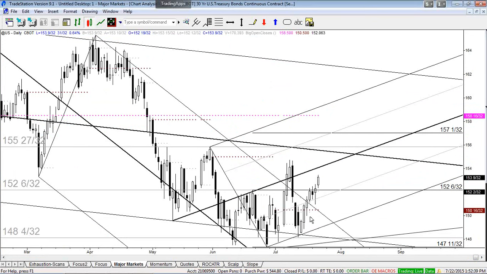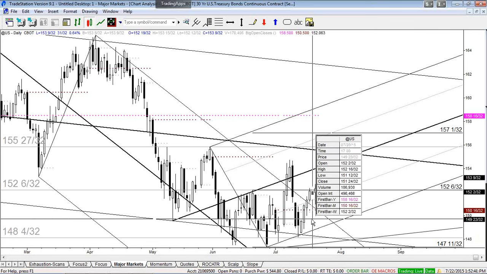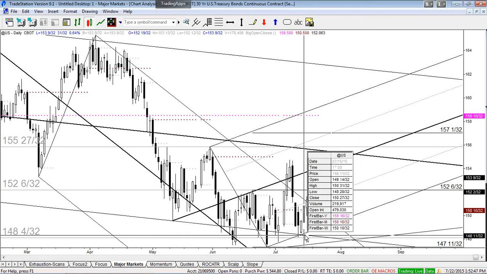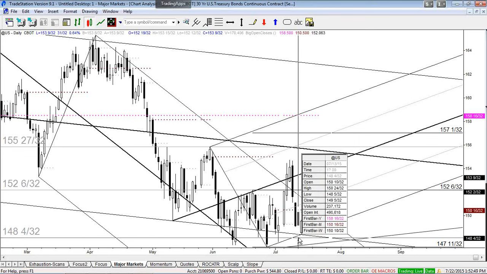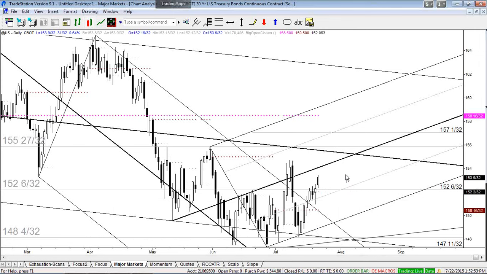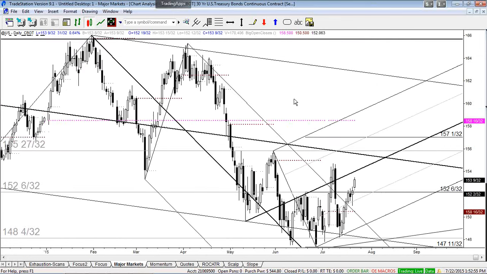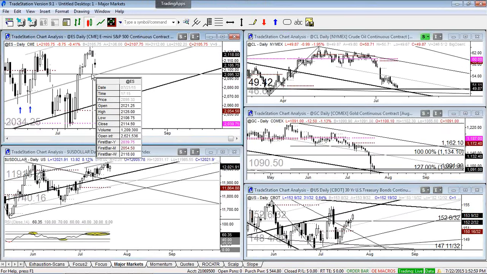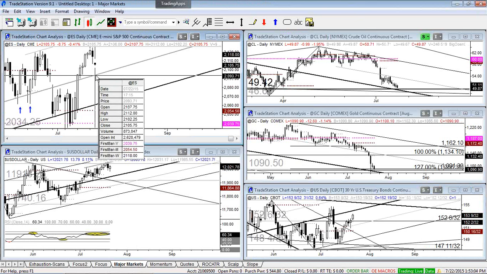Since then, bonds have been up every day, almost. 6 out of 7 days, bonds have been higher. Okay, that's a decent move off the low. 148 basically to 153. 5 points in bonds, decent move. What have stocks done? Well, they continued to go up, and then the last 2 days they've come back, and we're getting close to back to unchanged since the Greece deal.